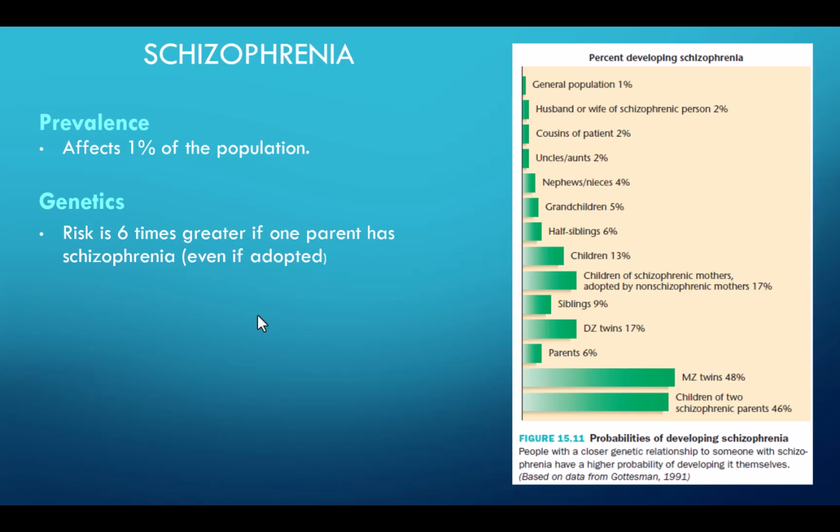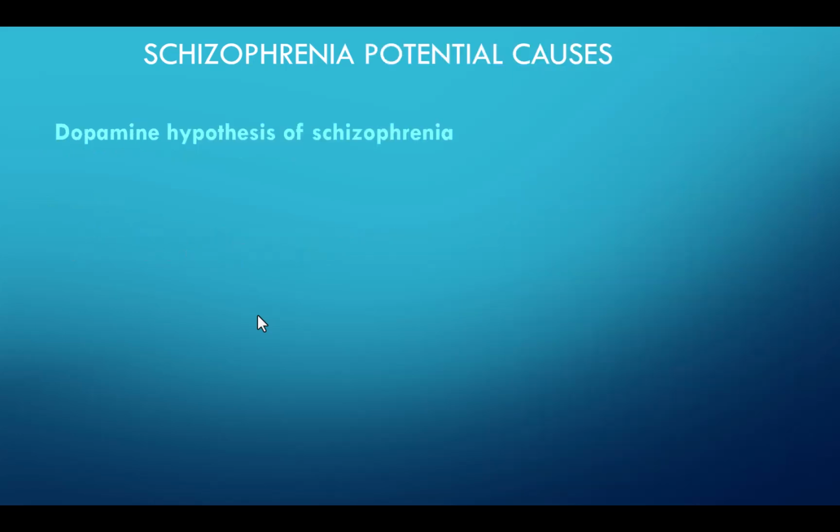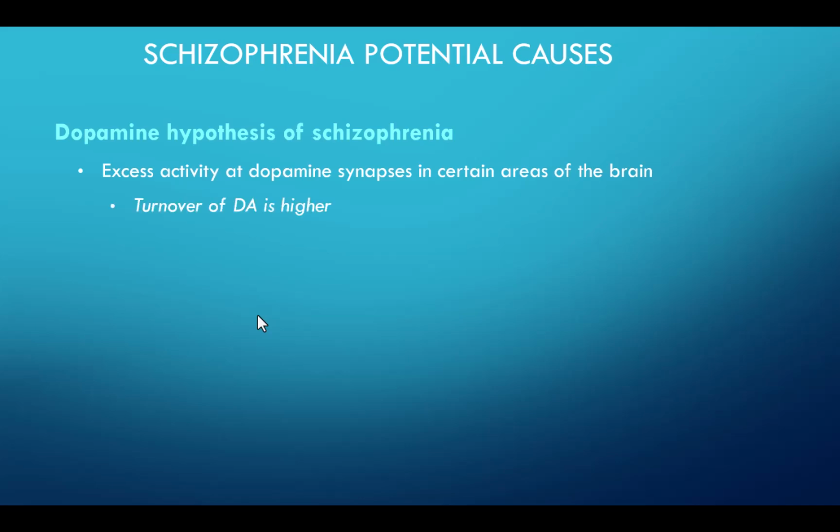So the dopamine hypothesis of schizophrenia suggests that there is excess dopamine activity at synapses, particularly in the basal ganglia. The research indicates that there is an increased turnover of dopamine, specifically at D2 receptors, and people with schizophrenia appear to have 2 times as many dopamine receptors, or D2 receptors in particular.